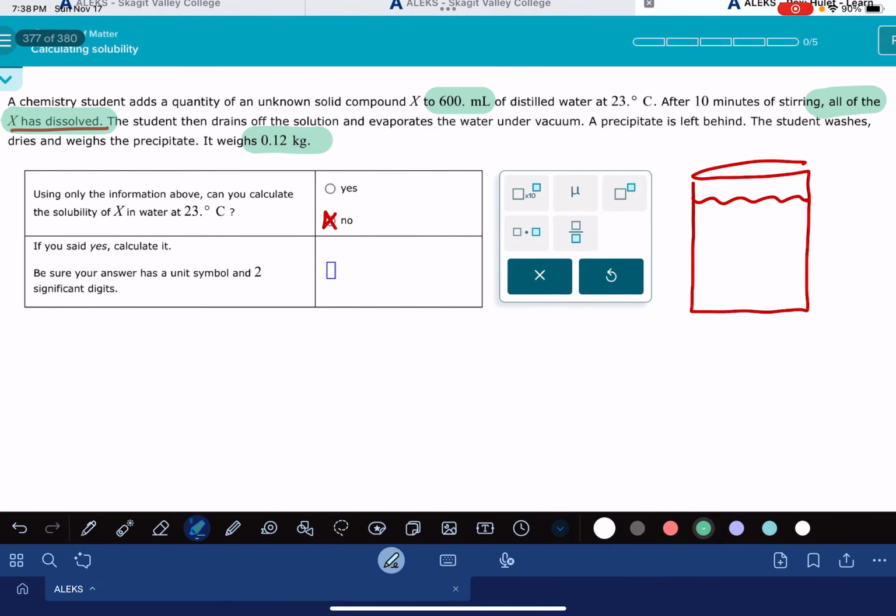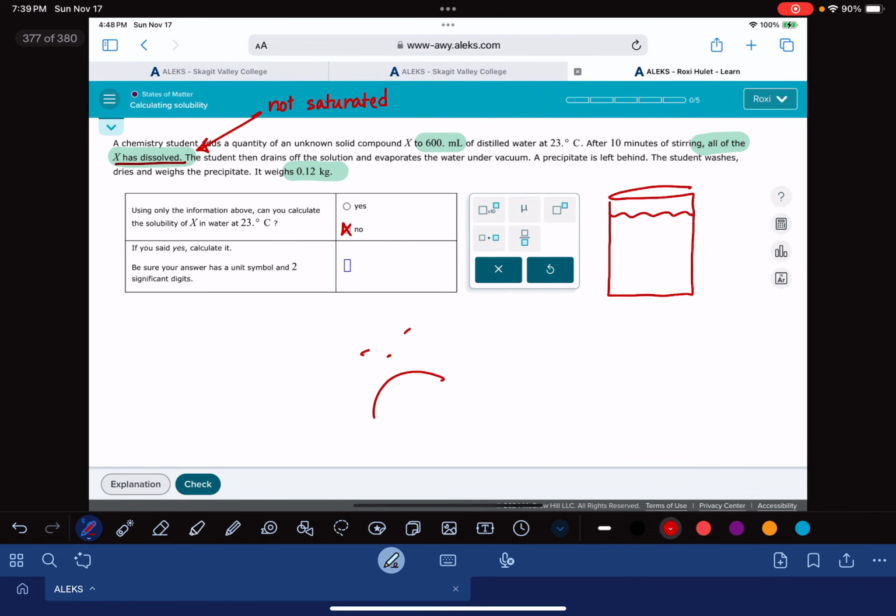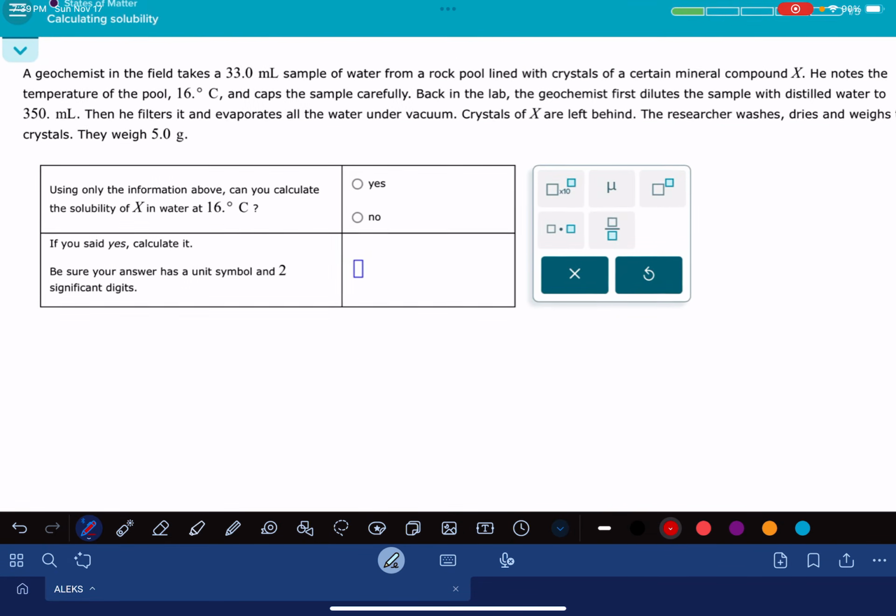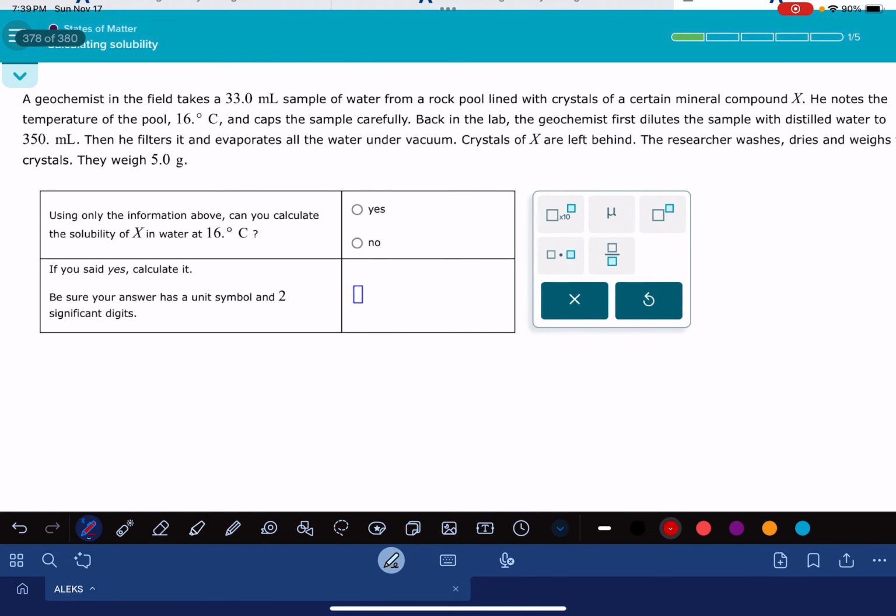All of the X has dissolved. That is most likely indicating that the solution is not saturated. A saturated solution is going to be one where it doesn't all dissolve, and we know that because it's got crystals left behind, or a precipitate is forming while we're making the solution. But again, this is funky wording. Okay, so this problem makes me so sad, but I'm pretty sure that that's going to be a no, because we never have liquid coexisting with crystals. Okay, moving on. This problem really stressed me out.